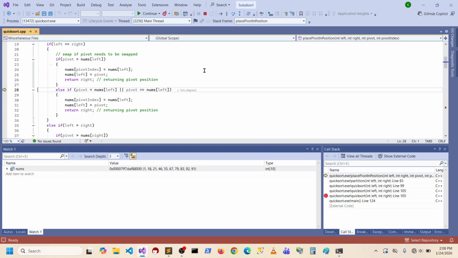Okay, here it is here. If pivot is less than nums left. Look at that. It's the exact same thing. Pivot index equals nums left. Pivot index equals num left, num left there. That's why the 67 changes with 79.